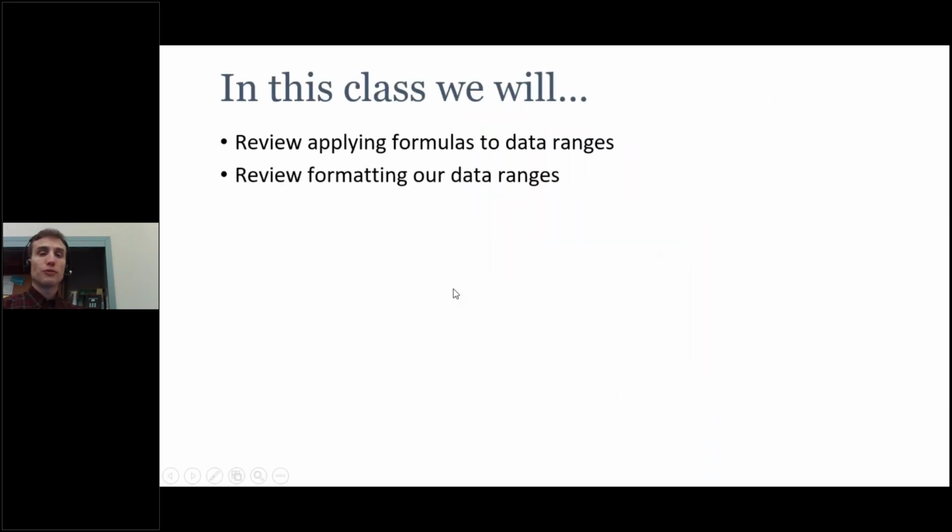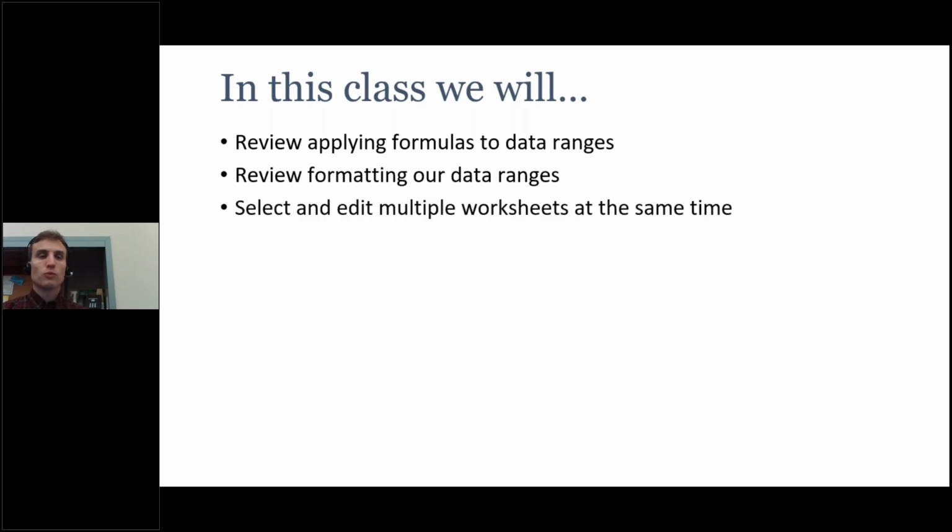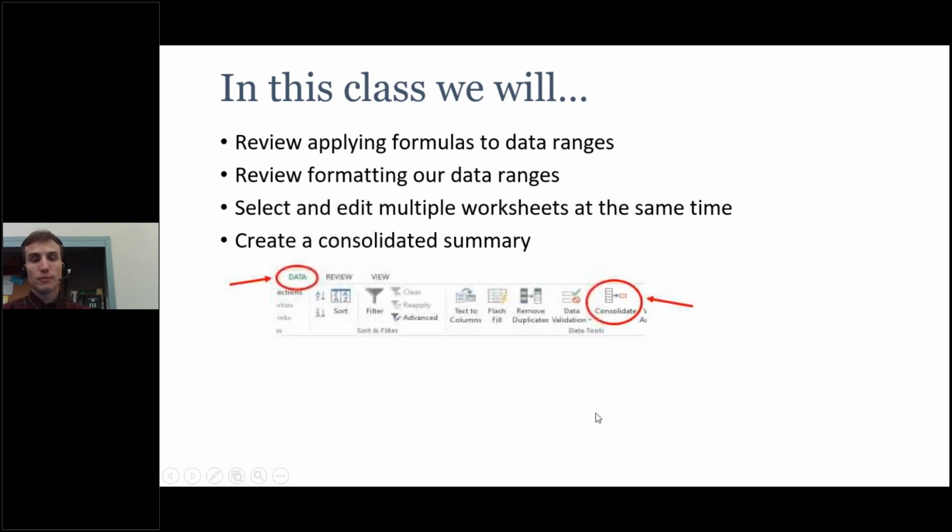So we will review applying formulas to data ranges and formatting data ranges, just to make sure we have those fundamentals down. Once we cover that ground, we're then going to move on to selecting and editing multiple worksheets at the same time. And once we do that, we're going to take all those worksheets and create a consolidated summary, which is a tool we find in our Data tab in Excel.